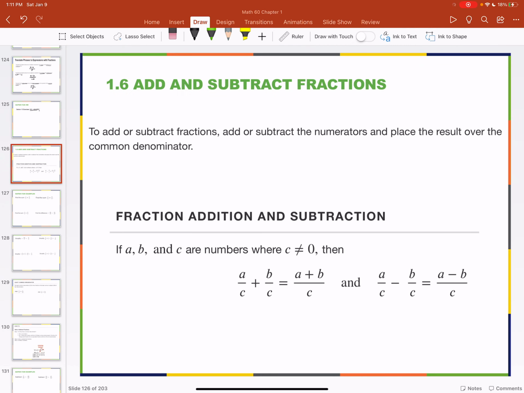Hello everyone, welcome back. In this video we're going to cover section 1.6, which deals with adding and subtracting fractions. So everybody is super excited, I know.